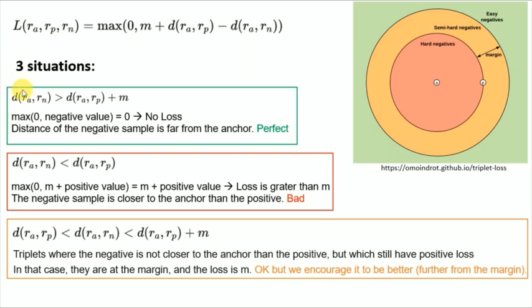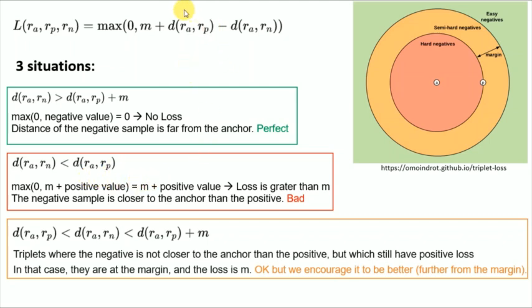Okay, so this is the first situation, and this is basically what we want. Now, let's move to the second situation, when the distance between the anchor and the positive class is bigger than the distance between the anchor and the negative class. So let's analyze this equation.